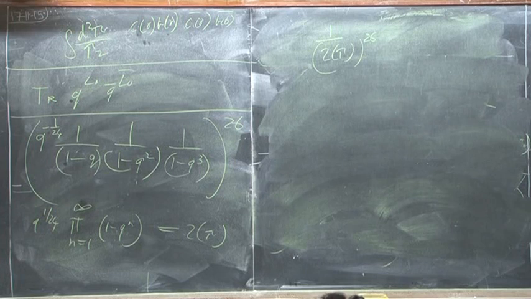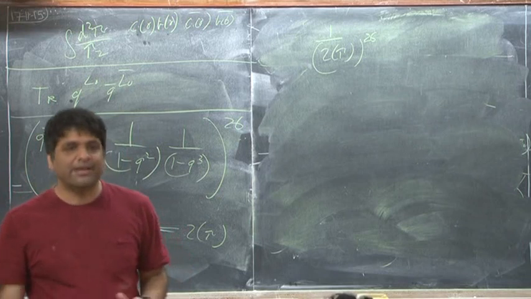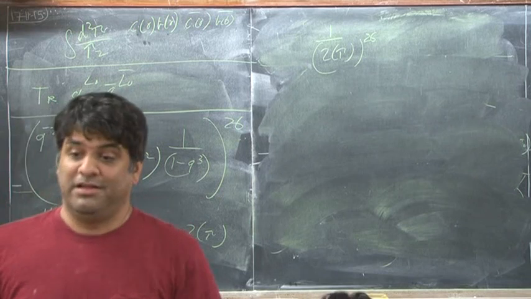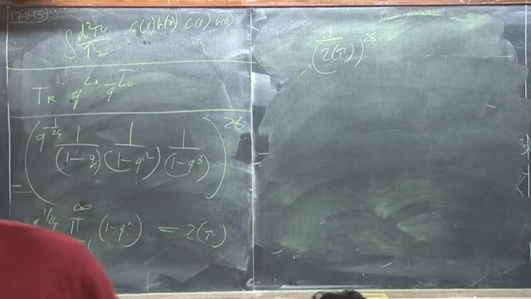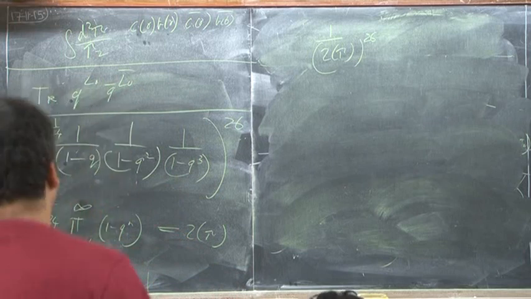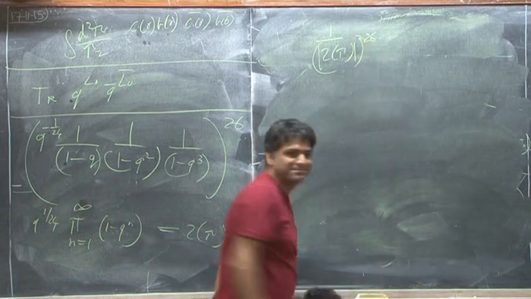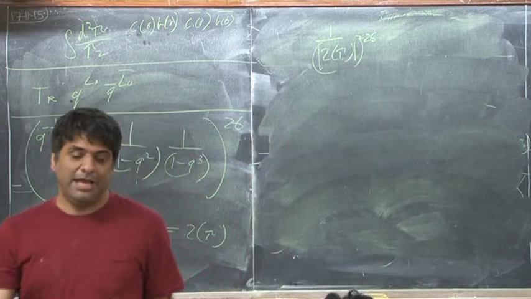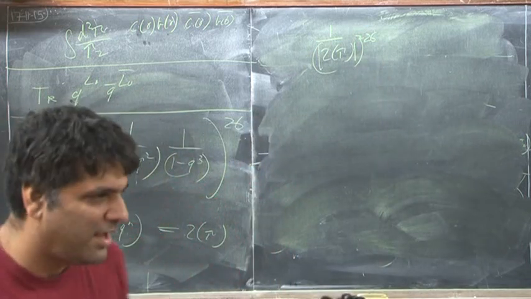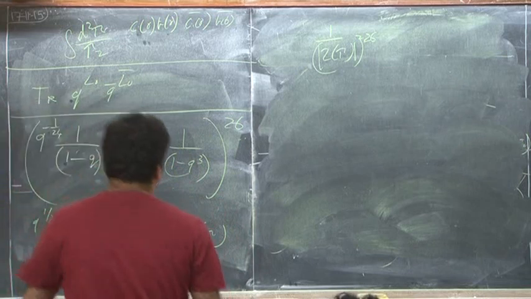Okay. This was the partition function that came from the left moving oscillators. Of course, it's the similar thing from the right moving oscillators. And then there are the zero modes. So let's remember what the zero modes are.